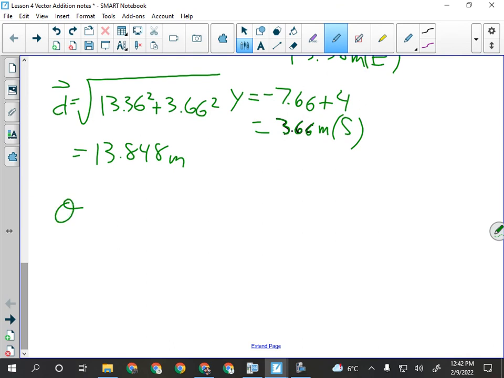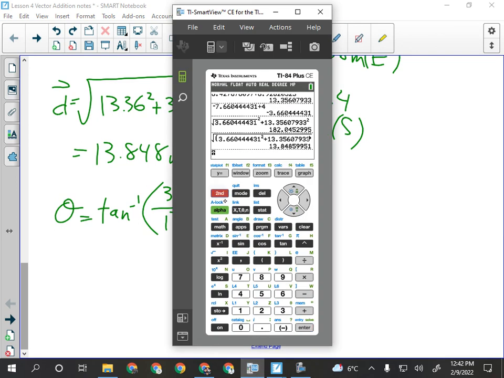So I'm going to go theta equals tan to the minus 1 of the opposite side, which was 3.66, divided by 13.36. Again, we've got to use all of our decimals when we do that calculation. So second tan, without the negative, divided by that one. So I'm getting an angle here of 15.3 degrees.